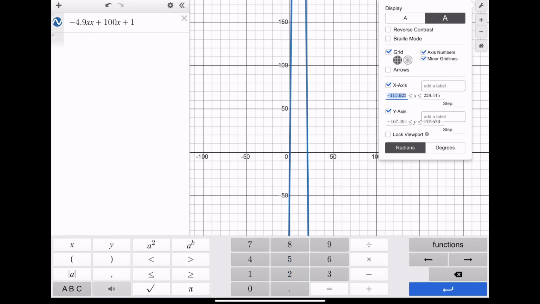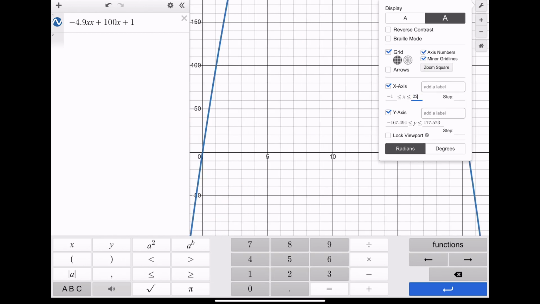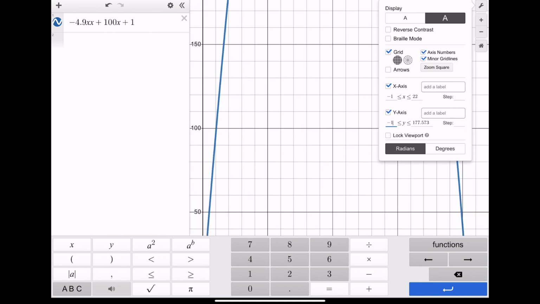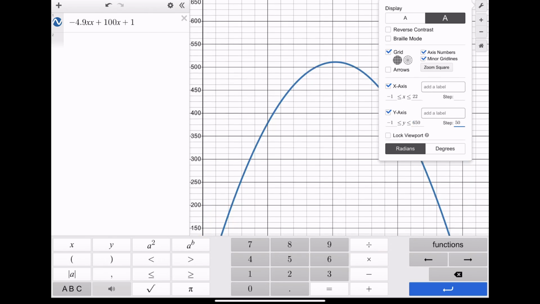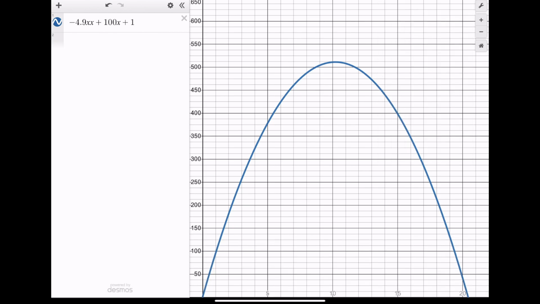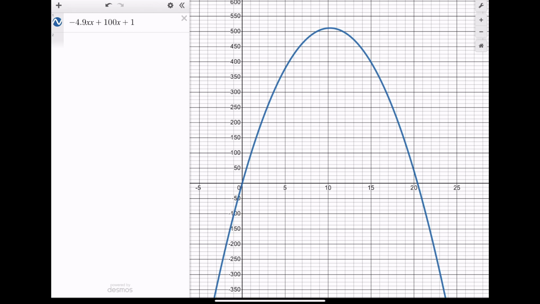So x-axis maybe like negative 1. As it goes to 22, step by 1. Y-axis probably around negative 1, just barely underneath. And we set around 650, and it'll count by 50s. See if that helps. Okay, so we got a nice graph here. And the height of that graph is 511.